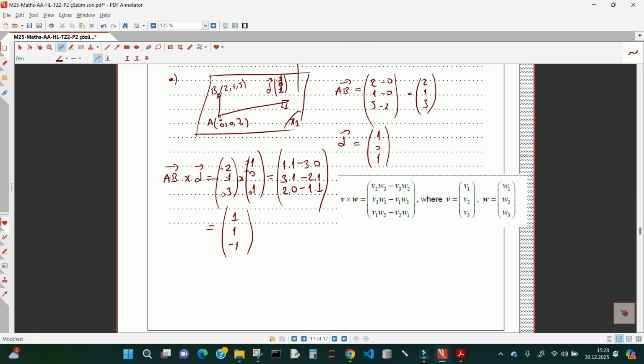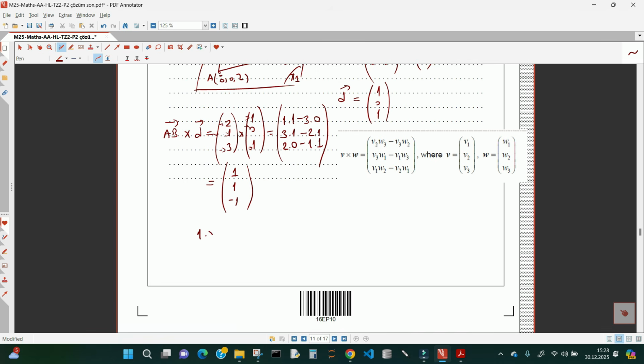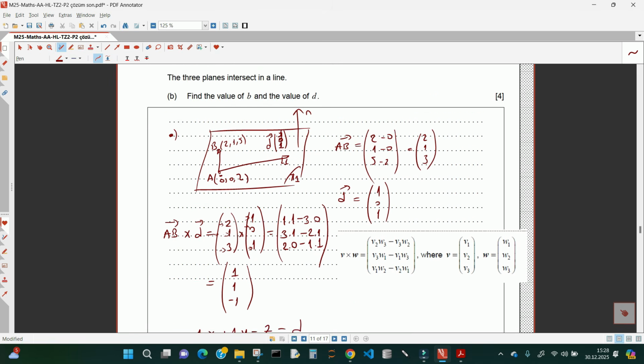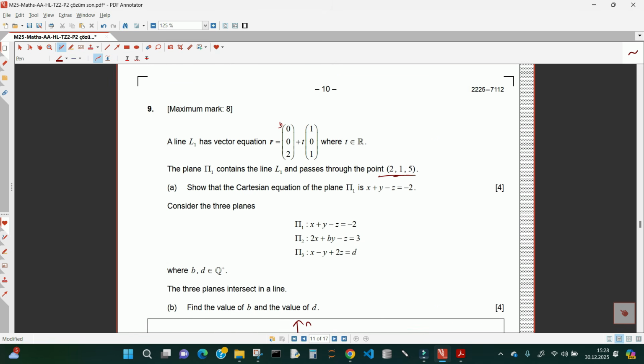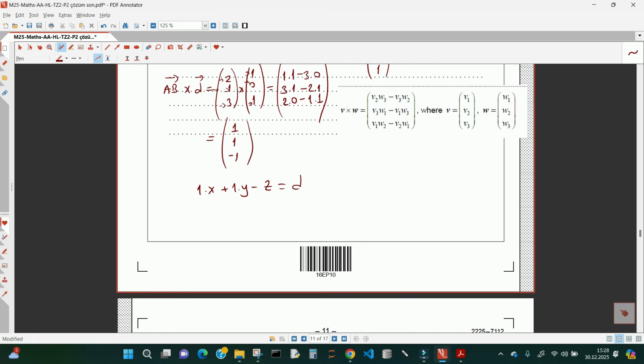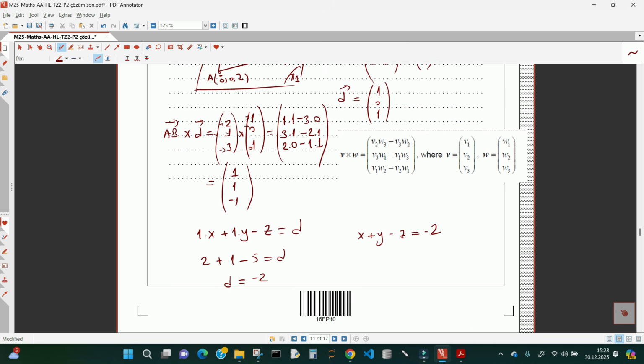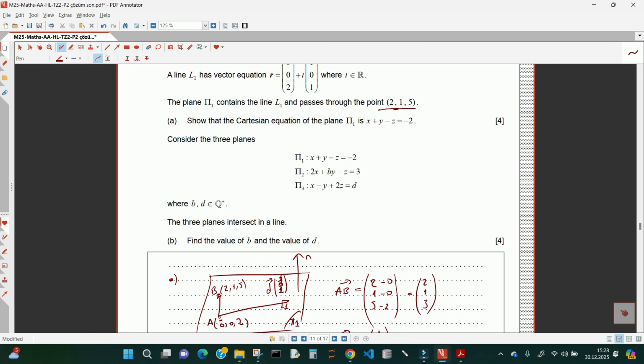In this case, we can write the equation of the plane like 1 times x plus 1 times y minus z equals a constant. Let's call it d. So how are we going to find this d? I know the point which is on the plane, (2, 1, 5). I'm going to plug this point into the equation: 2 plus 1 minus 5, which is minus 2, right? So I know that the plane is x plus y minus z equals minus 2. So yeah, we found this, right?